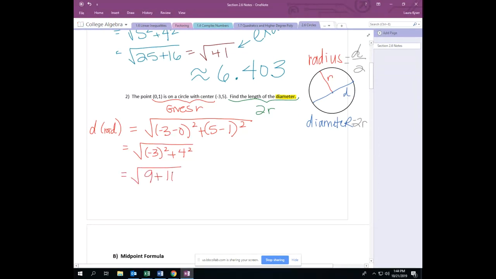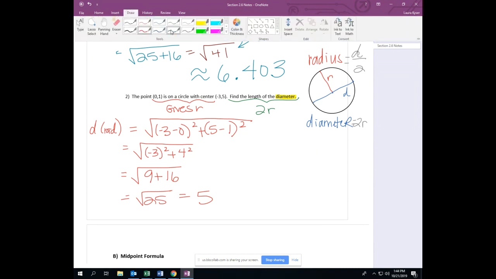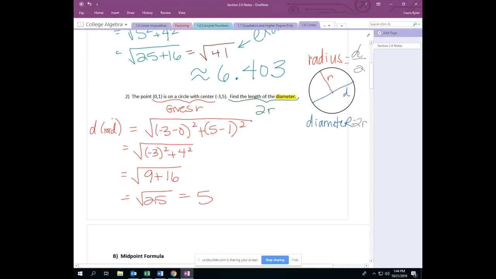4 squared is 16. So we're looking at the square root of 25, which, oh, how nice for us. This one actually gives us a nice, neat integer answer, positive 5. But again, positive 5 is not our solution because positive 5 is the radius, and we want the diameter. So the formula is right here. Diameter equals twice the radius. So we're just going to take the radius and multiply it by 2.